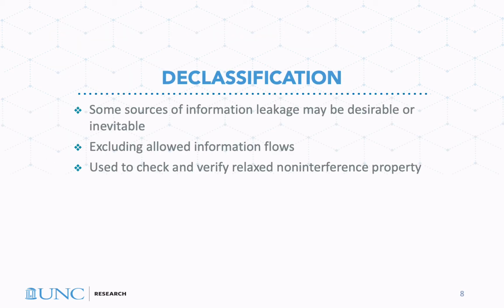Typically, declassification is used to rule out allowed information flows when checking or verifying a security property. Different from prior works, we use declassification in a different way. So we not only remove the allowed interference defined in the declassification rule, but also try to include the potential interference caused by the combination of the existing observable and the declassified information.